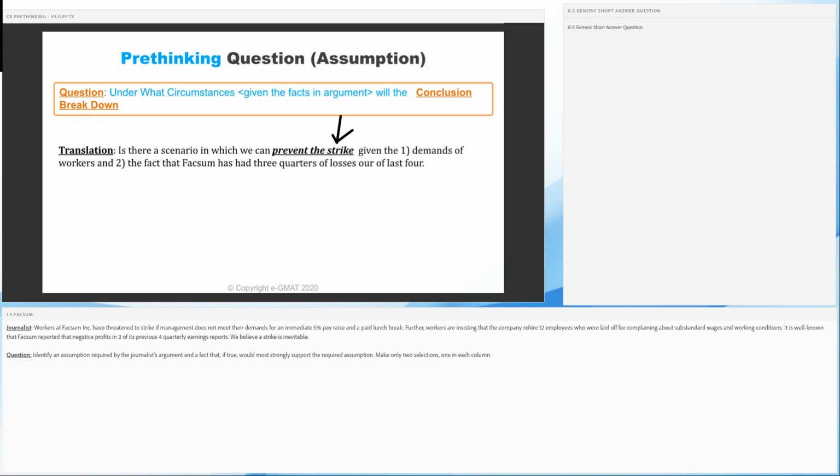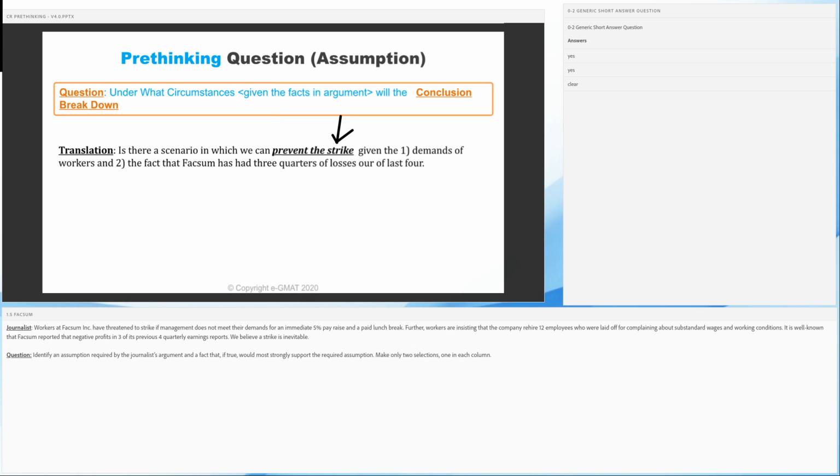Is the translation of this question here? Conclusion breakdown, preventing the strike, facts in the argument, demands of workers, and then Faxum has that 3/4. Can you see the translation 1:1? Same process. Very clear? Good. And again, ask yourself this question. If you make a mistake doing this, it's not because you're doing pre-thinking, it's just because you're reading wrong. There's no rocket science here.